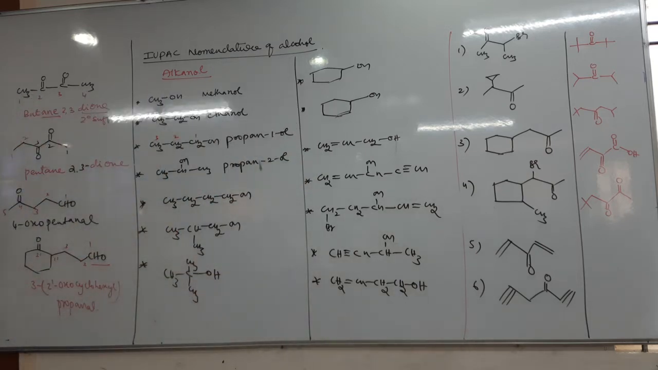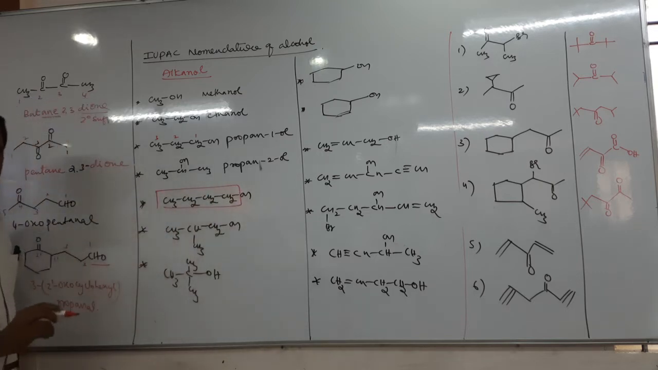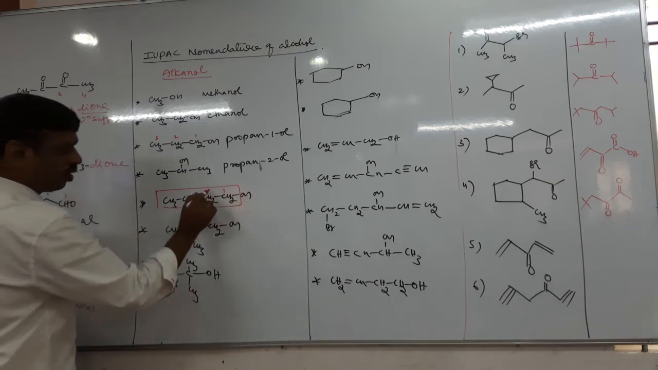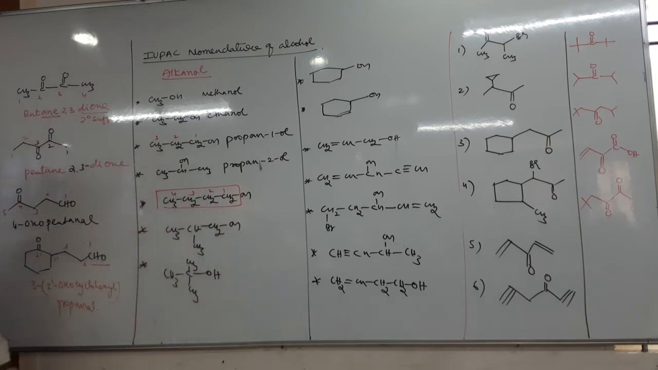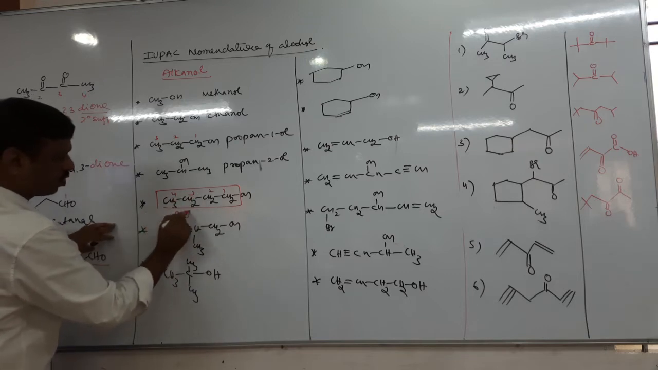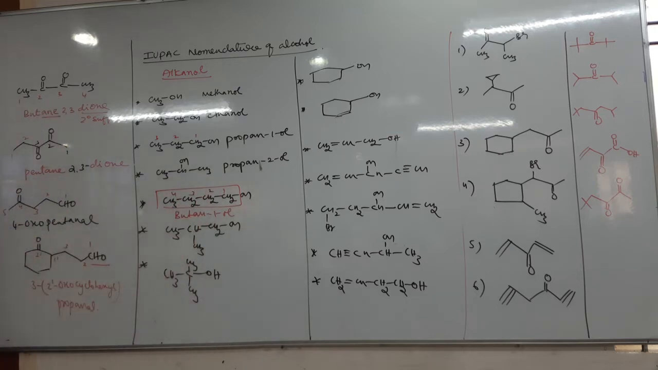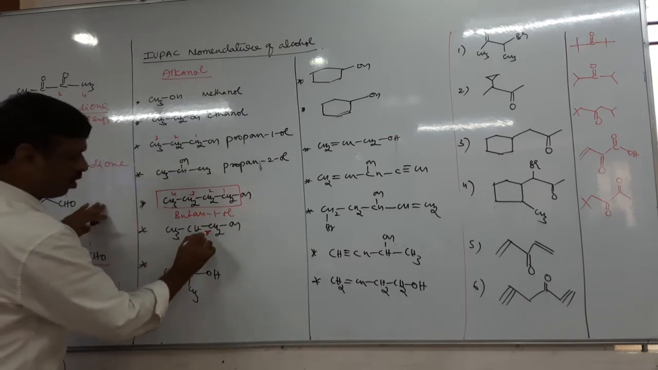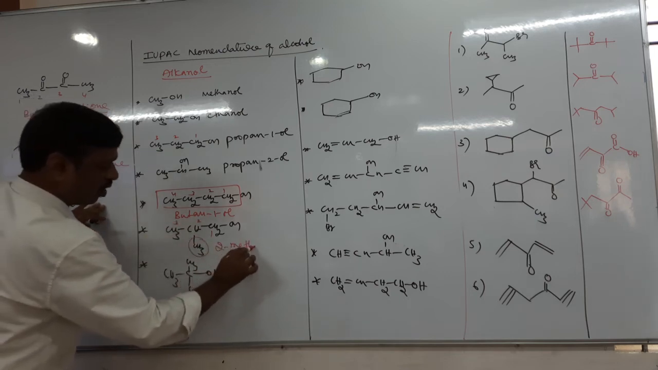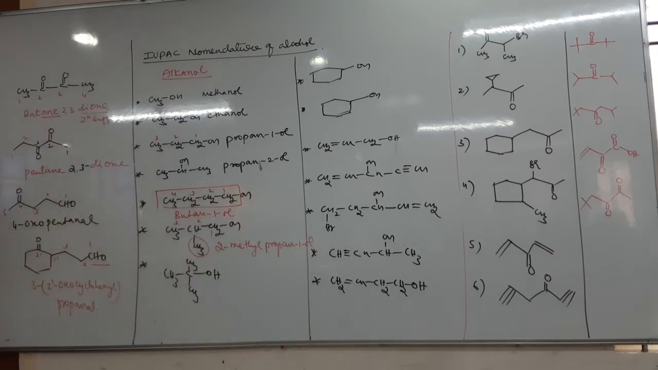Tell me. So numbering, first selection of parent chain. Numbering should be from the side of the functional group. 1, 2, 3, 4. Okay. Tell me. Meth, eth, prop, but. So butane, which ol? Butan-1-ol. Next, 1, 2, 3. So now it is 2-methylpropan-1-ol.